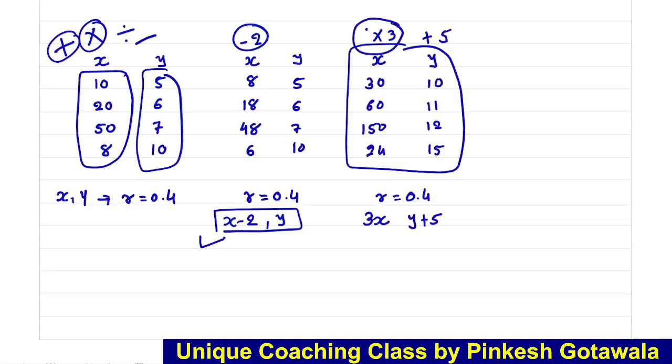Here we multiply with 3, here we add 5, so in both situations the answer would be the same. બધી સિચ્યુએશનમાં આન્સર સેમ આવશે.